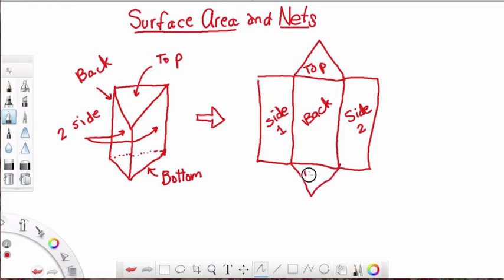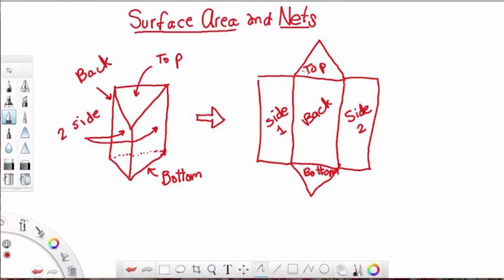And this is our bottom face. So there you have all 5 faces of this triangular prism. We folded back the two sides and got these. We have the back face here, and then we have the top and the bottom face, which are corresponding.